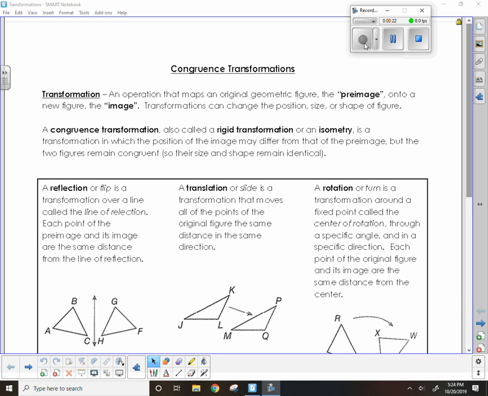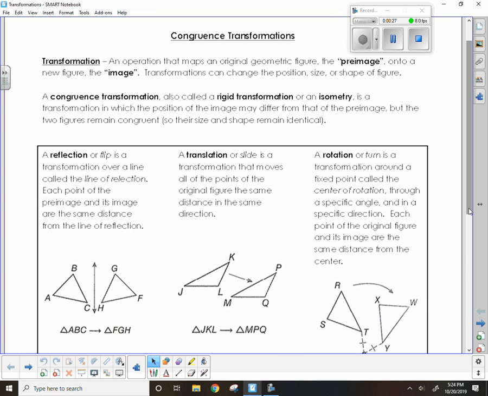A lot of this could be review from middle school, so I'm not going to take too much time to go through that. If you'll remember, there's three main transformations where you take what we would call the pre-image and do something to that figure to move it. And that new figure is called the image. Any transformation in general can change things like position, where it's located, its size, or even its shape. What we're going to focus on right now are ones that will change the position, but not necessarily change the size or the shape.